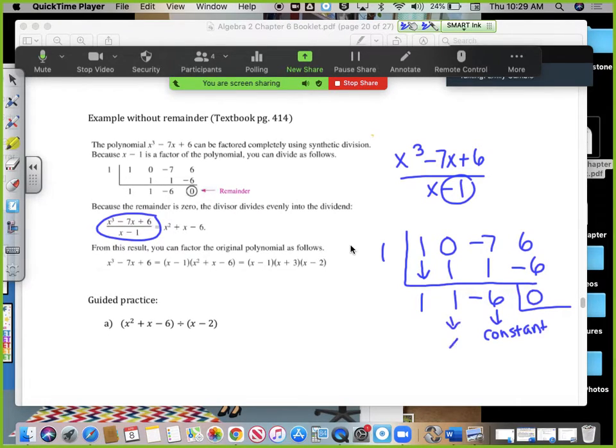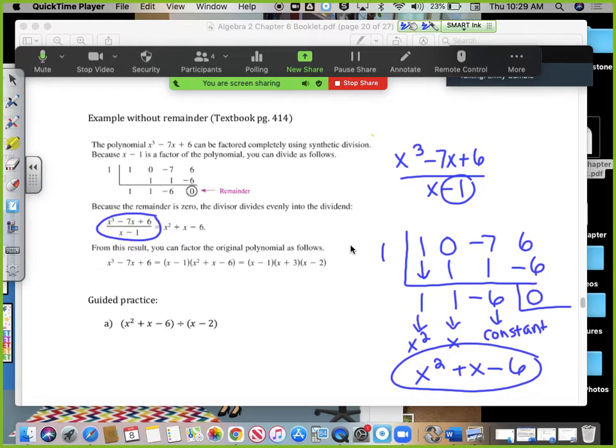This is the x number, and this is the x squared number. If we had more numbers, it would be the x to the third number, x to the fourth number, and so on. Then for your final answer, you put these coefficients in front of whatever it is. So this is going to be 1x squared plus 1x minus 6. There is no remainder, so you don't need to write plus 0 over x minus 1. I mean, you can if you really want, but you don't have to.